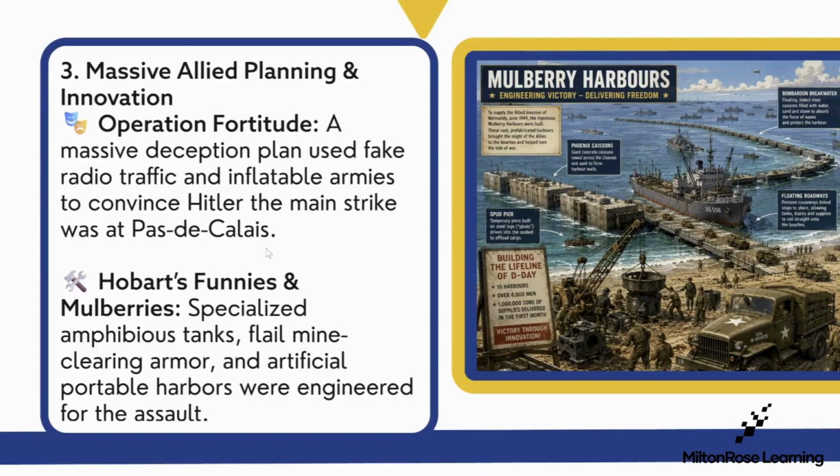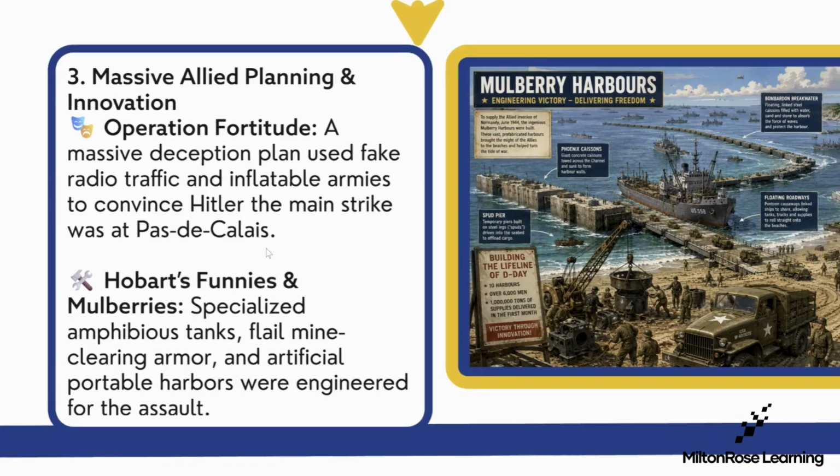Also, they were very innovative. We had Hobart's funnies, which were specialised amphibious tanks that could be used to clear minefields on the beaches, and artificial portable harbours called Mulberries, which you can see in the image there, which you could just push along the ocean. And they were engineered as well for the assault. So we were getting quite innovative and quite good in terms of operational planning for these D-Day assaults.